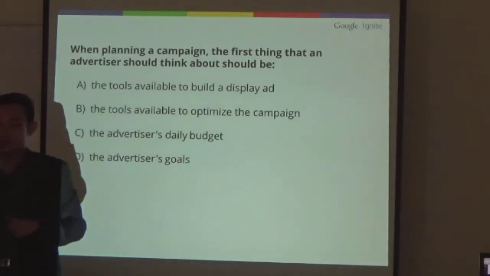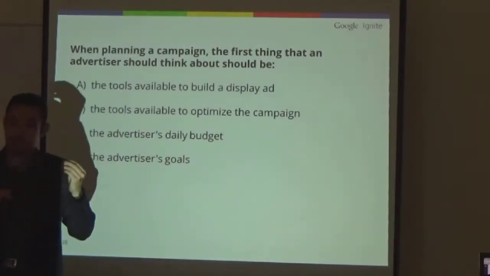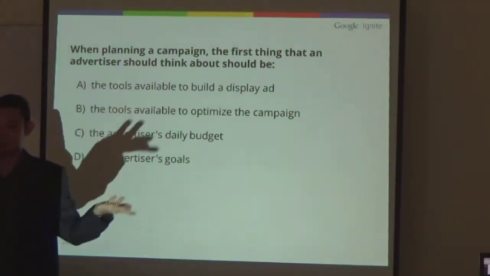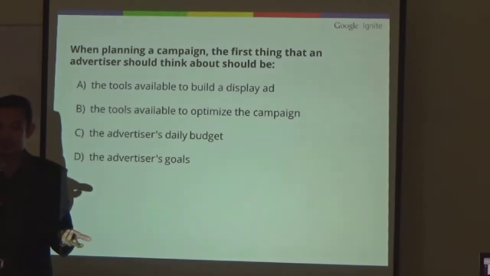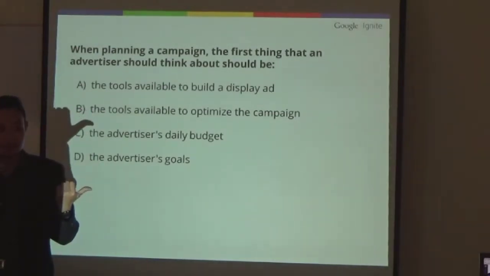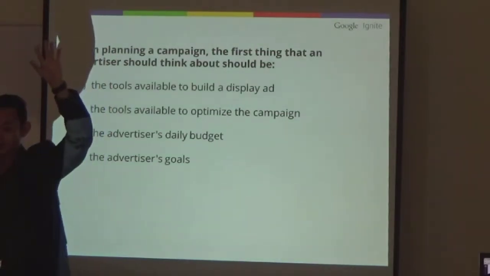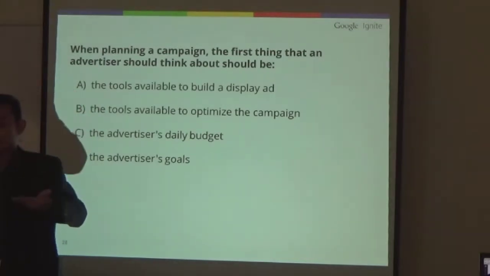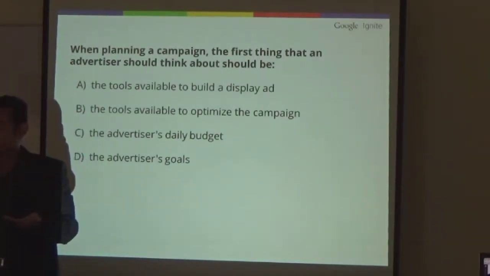Alright, first question. When planning a campaign, the first thing that an advertiser should think about should be what? A, the tool available to build display ad. True or false? False? Is it about the tool? No, we're talking about the stage of planning a campaign. What is the first thing you should think about? Is it about the tool? False? Okay, great.